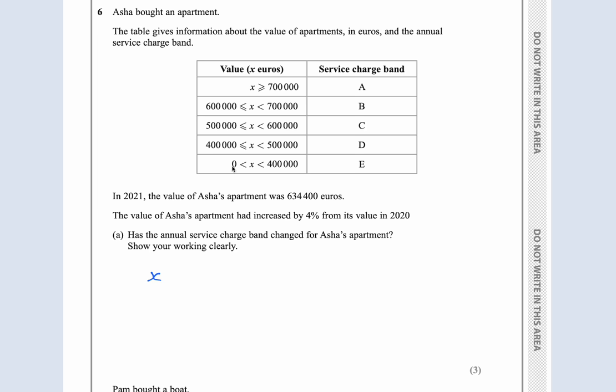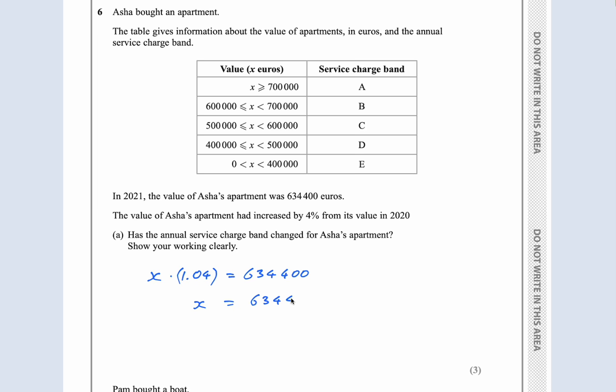Now, they have used X here, but we're dealing with X, so it's fine. X times, or let's use a dot, guys, if you're okay with that, that means times. X times 1.04 is equal to 634,400. The reason I've done that is because the value of her apartment before, whatever it was, multiplied by 1.04 increases it by 4%. So we increase it by 4% and we get this. So what was X? Well, we can just divide by that to get X.